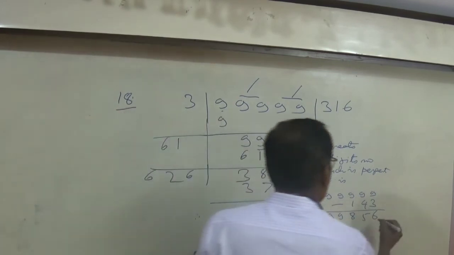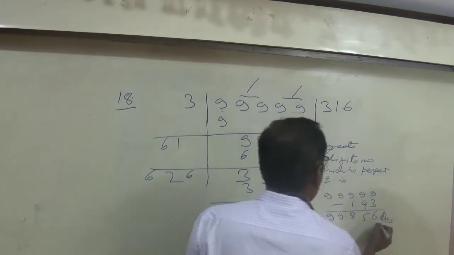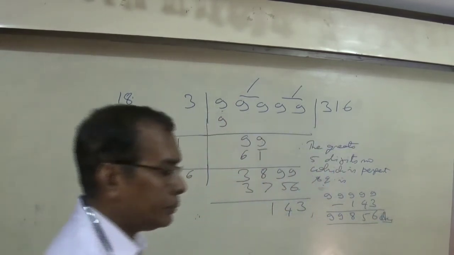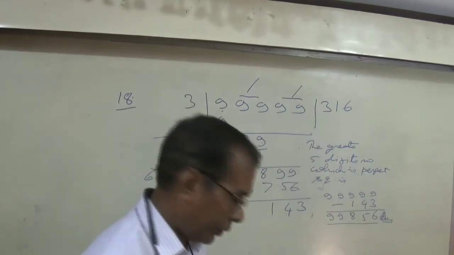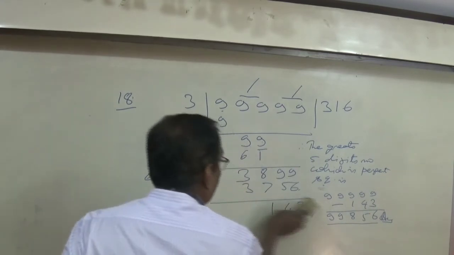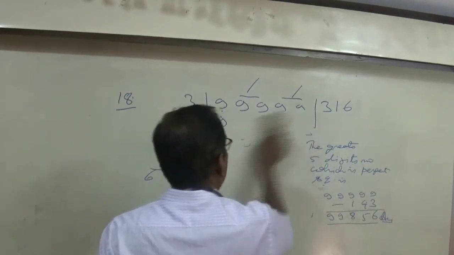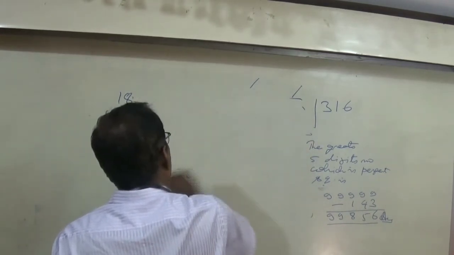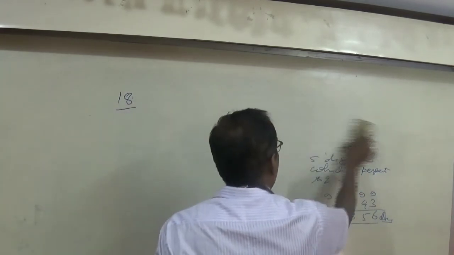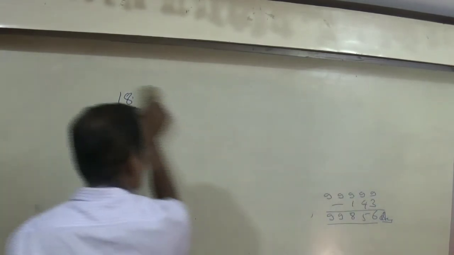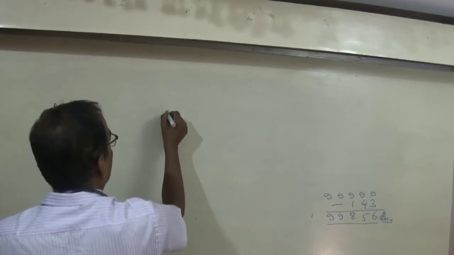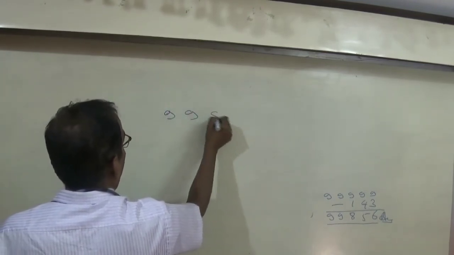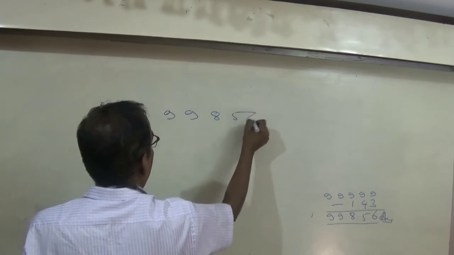Now they are asking you what will be the square root of this number. What I feel is that the square root will be nothing but 316. So let us verify if it is coming 316 or not. Find the square root of this number, 99856. Verify.